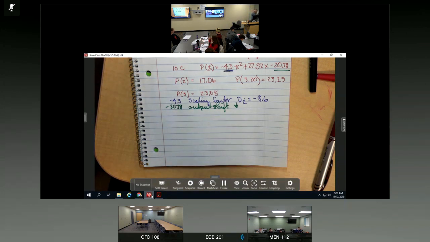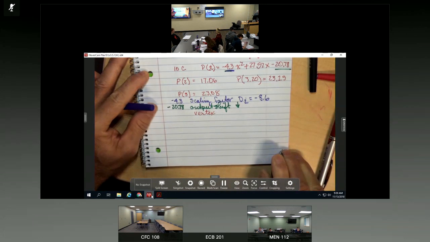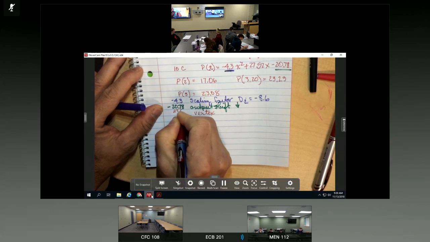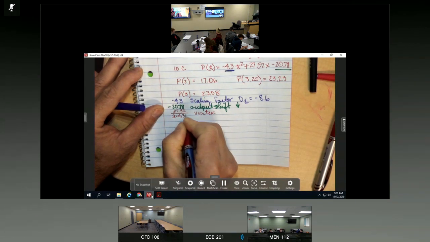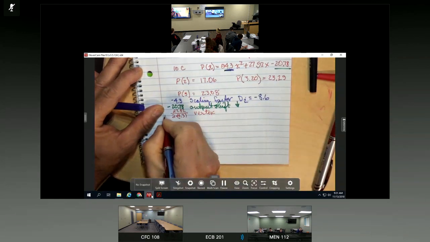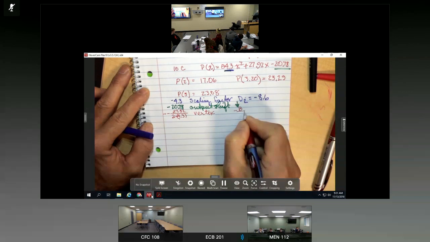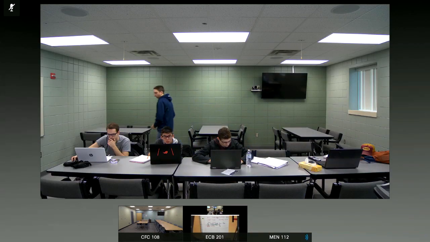Now it's telling us the vertex is at 27.52 over 2 times 4.3. Now, make sure you get the negative here because its vertex is at negative b over 2a. So we have to change the sign and double a. That is the first coordinate of our vertex.